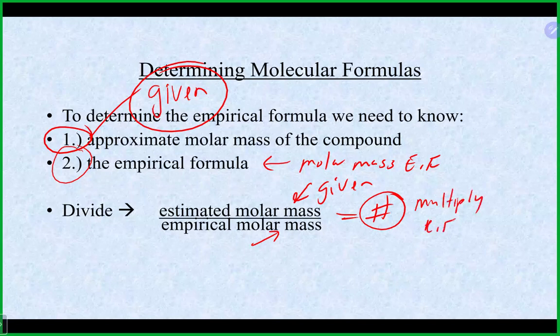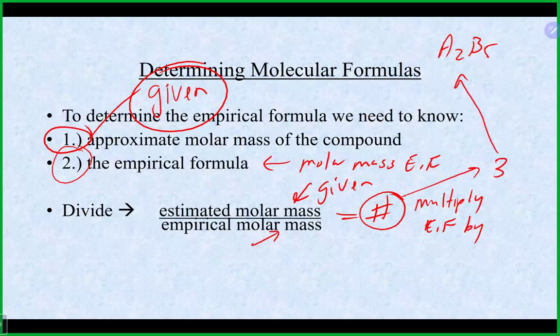So let's just say your empirical formula was A2B5, and you did this little division and got a 3 as the number. You would then take that 3 and multiply the empirical formula by it, and that would give you A6B15. And that would be your molecular formula in this case.